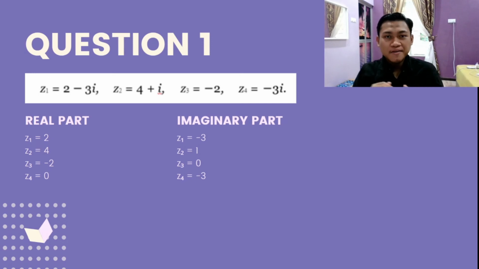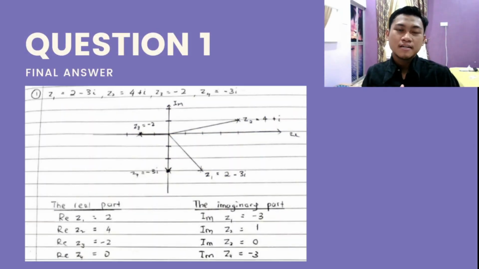Okay, so for the imaginary part, Z1 is equal to -3 because it has the imaginary part. And same goes to Z2, Z3, and Z4. Z2 is 1, Z3 is 0, Z4 is -3. So yeah, this is the final answer that I wrote in the PDF. Yeah, this is how it looks like. You guys can pause it if you want to see it.